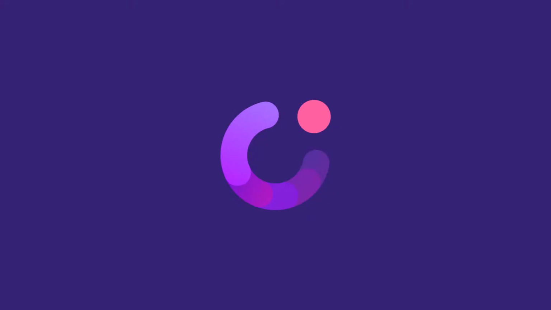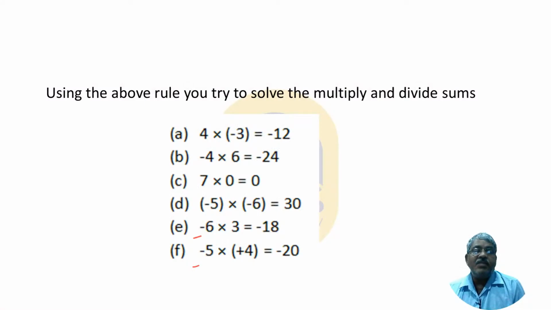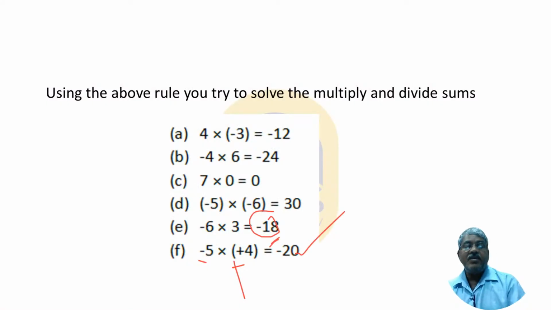Now minus 5 into minus 6 is there, the answer is positive, while minus into minus is equal to plus. Similarly, minus 6 into 3, minus into plus is equal to minus. So the answer is minus 18. Now you see, minus 5 into 4 is equal to minus 20. The answer is negative. Why? Now minus into plus is equal to minus. In this way, you do the sums.